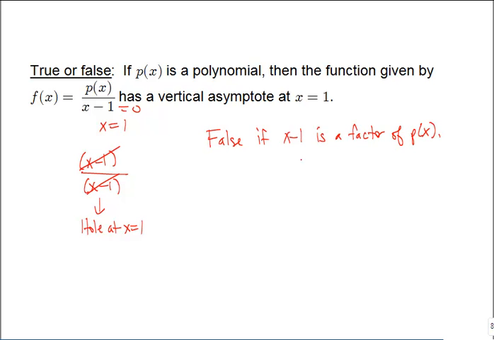Now, what's another way of saying that x minus 1 is a factor of p of x? Well, if x minus 1 is a factor of p of x, that means if you were to plug in 1 into p of x, you should be getting 0. That's another way of saying that x minus 1 is a factor. So either way you want to write it, this is going to be false if x minus 1 is a factor of your polynomial, or if you plug in 1 and you get 0. In other words, you'd get that 0 over 0 indeterminate form. Otherwise, if these aren't the case, then you would have a vertical asymptote left over.